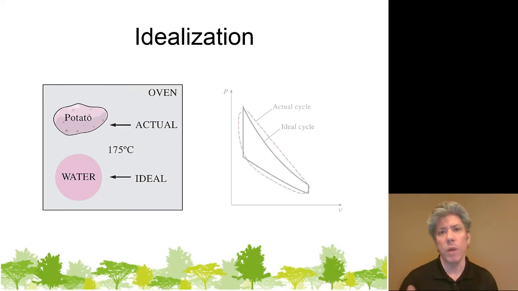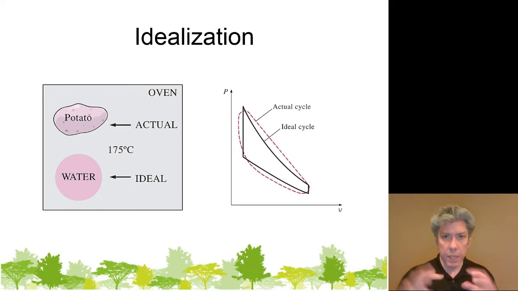And so in the same way, what we're going to do is we're going to take real cycles and we're going to idealize them. We're going to make some assumptions about them, make some approximations along the way. And what we'll do is get at the details of what parameters make a difference. How would we vary those parameters to increase the performance of the engine? So we're not analyzing real engines, we're analyzing idealizations of real engines.